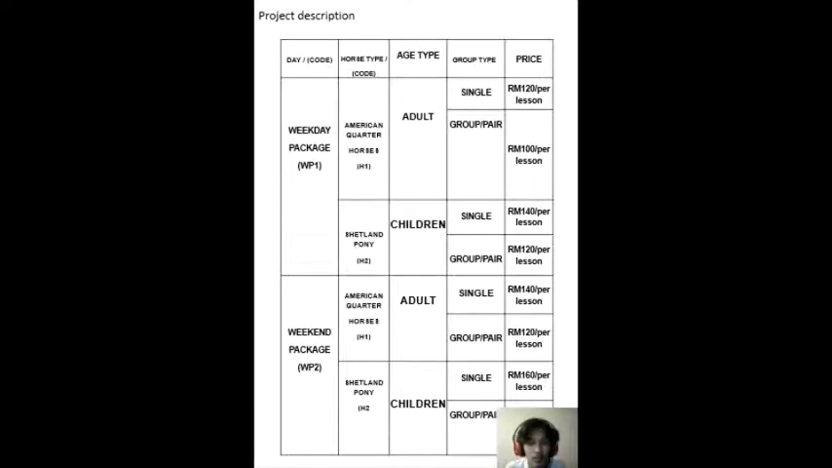Moving on to the weekend package. For the adult single, it will be 140 ringgit per lesson, and for pair it will be 120 per lesson. Then for children, for single during the weekend it is 160 ringgit per lesson. Then for pair it will be 140 ringgit per lesson. So moving on to our next presenter.